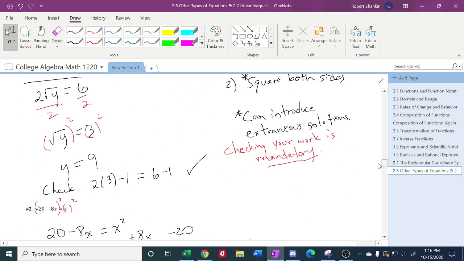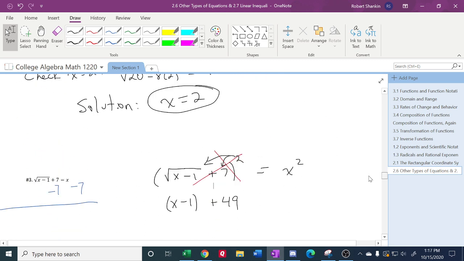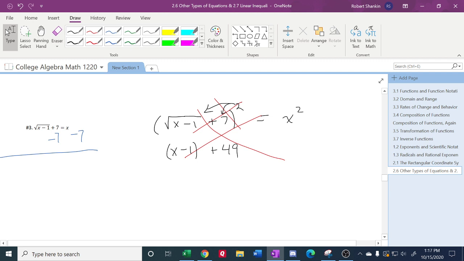And so that's why all this is the wrong way to go about it. But if we do this, and we isolate the square root, then we're on our way.